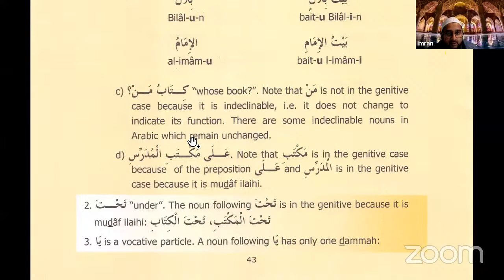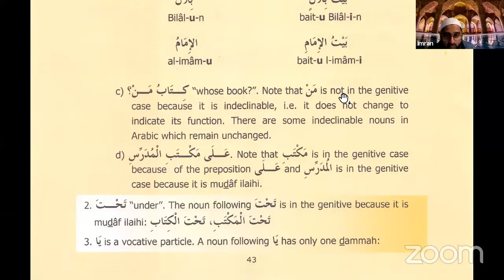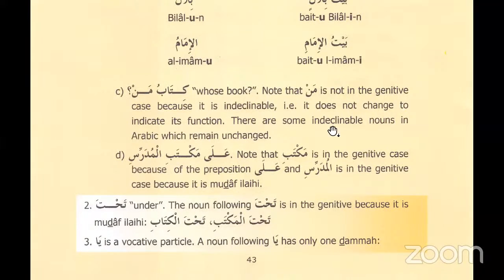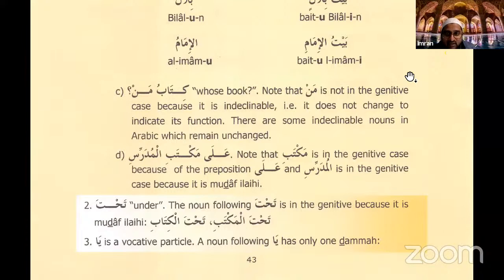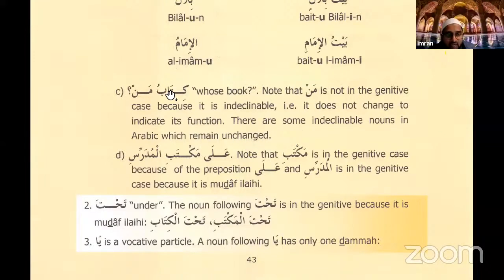Number C. Kitabu man. Whose book? Note that man is not in the genitive case because it is indeclinable. For example, it does not change to indicate its function. There are some indeclinable nouns in Arabic, which means unchanged. So here, whose book, it should be kitabu manin.